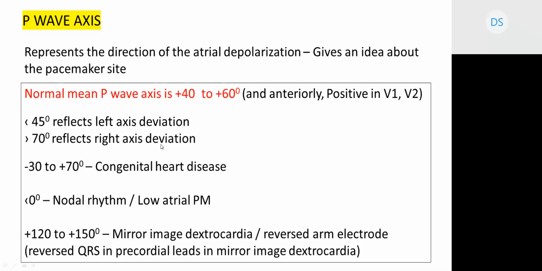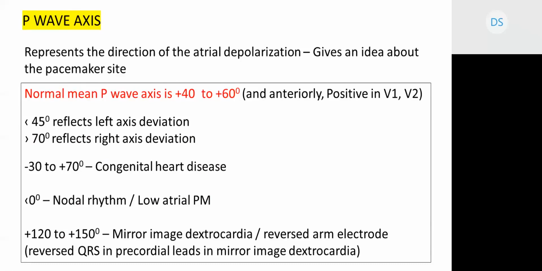Usually, if there is a congenital heart disease, the axis is either more than minus 30 or less than plus 70 degrees. If it is nodal rhythm, then it's going to be a superior axis. If it's a low atrial pacemaker, it's going to be a superior axis. That means the axis is going to be less than 0 degrees. That means negative P wave axis.